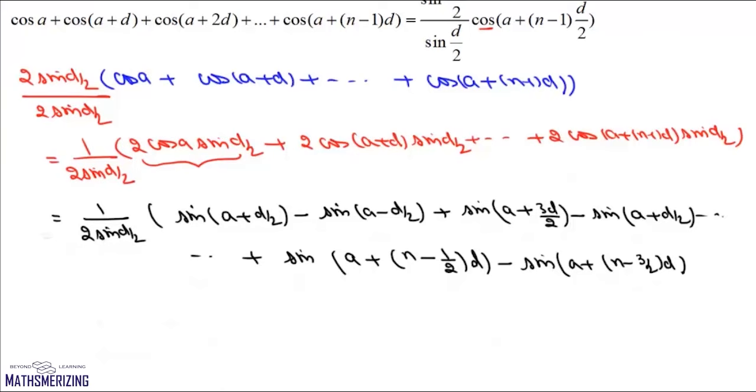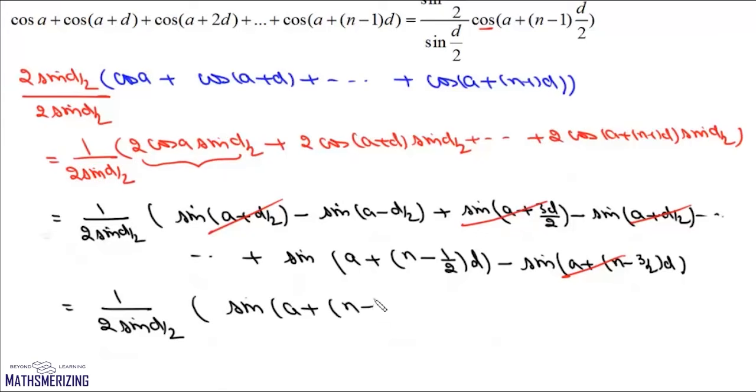Now this again is the method of difference. Here sin(A+D/2) will cancel, so all these successive terms will cancel. In the end, we'll get 1 upon 2 sin(D/2) into sin(A+(n−1)D/2) minus sin(A−D/2). Now here we'll use the formula for sin C minus sin D, which is 2 sin((C−D)/2) into cos((C+D)/2). So we'll use the formula.